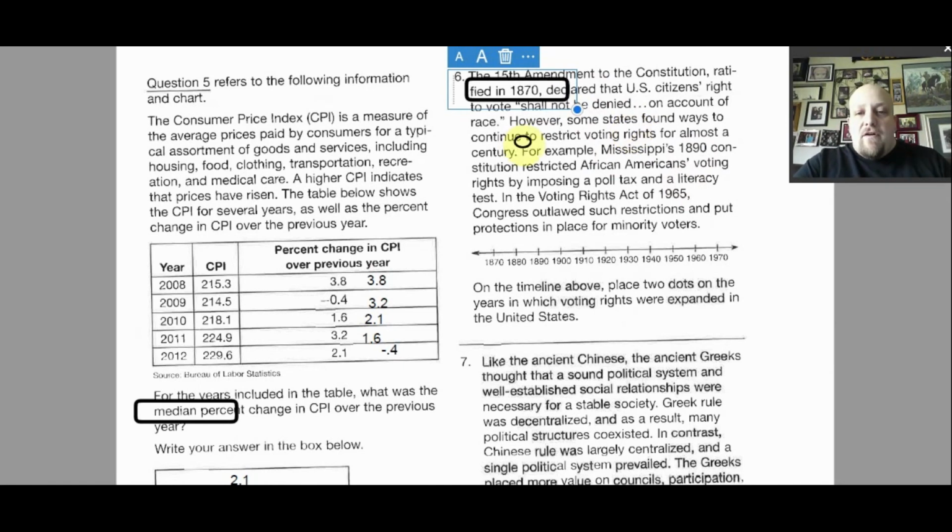However, some states found ways to continue to restrict voting rights for almost a century. So, almost another 100 years. For example, Mississippi's 1890 Constitution. So, states had a constitution that restricted African American voting rights by imposing a poll tax and literacy test. So, what they're saying is certain states would find ways around this by either making it so you had to pay to vote, or that you had to take a literacy test, like a reading test, before you could vote.